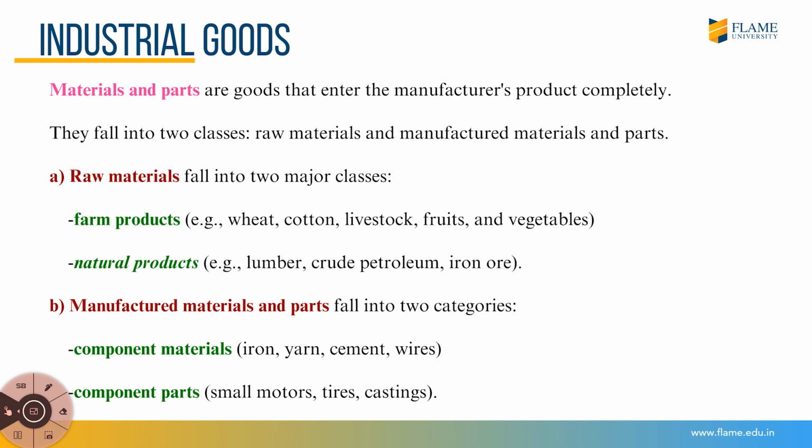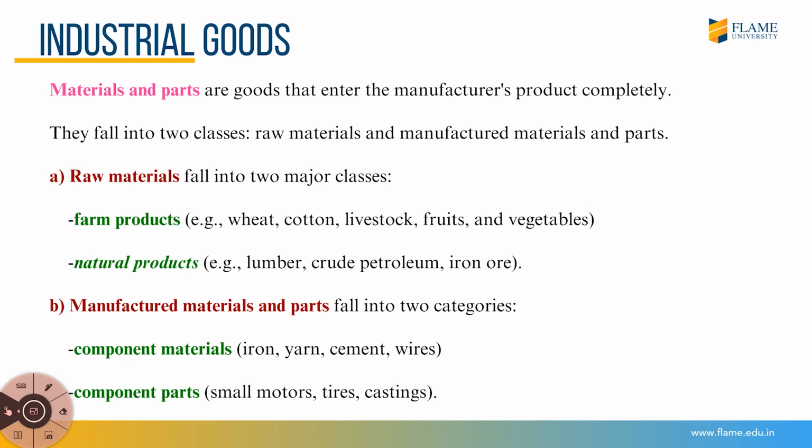Another is natural products. Natural products are like lumber, crude petroleum and iron ore. These do not need to be grown. These are in the natural form. These have to be mined or taken from earth and then passed over for production. Now let us look into manufactured materials and parts.